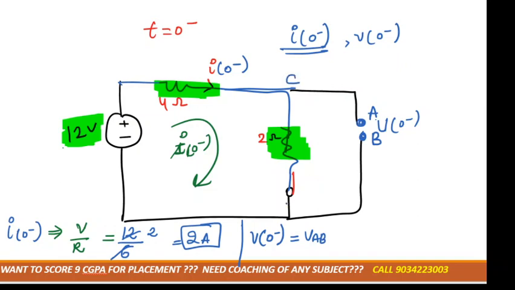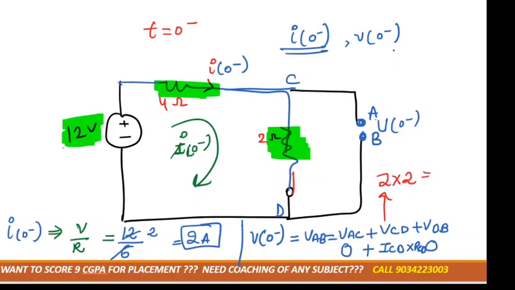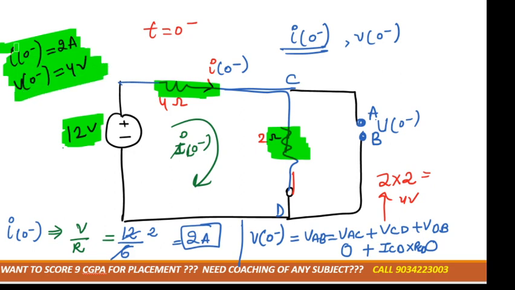So we can write down point C here and point D. We can say that VAC plus VCD plus VDB, right? VAC is 0, VDB is also 0, and VCD is how much? ICD multiplied by RCD, right? So ICD is how much? We got it as 2 ampere. RCD is 2 ohm. How much did we get? That is 4 volt. Okay, so I of 0 minus is equal to 2 ampere and V of 0 minus is equal to 4 volt. Got it?